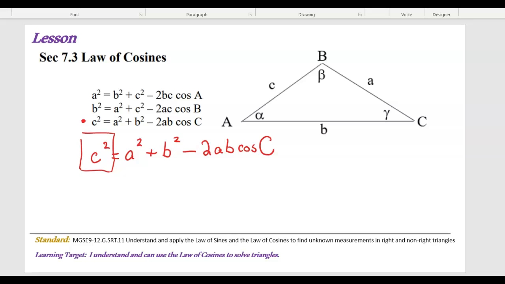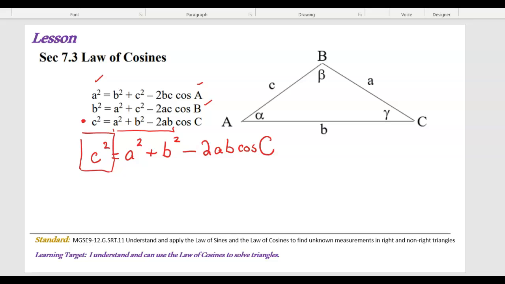So if you're setting a squared equal to everything, then the angle is a. B squared, the angle is b. C squared, the angle is c. And then everything else on the right-hand side matches up. So a squared, c squared, 2ac. B squared, c squared, 2bc, etc.